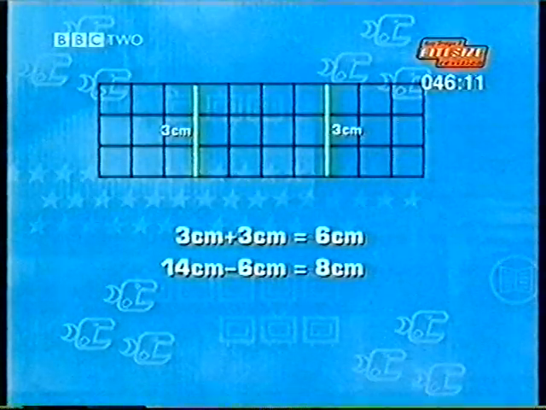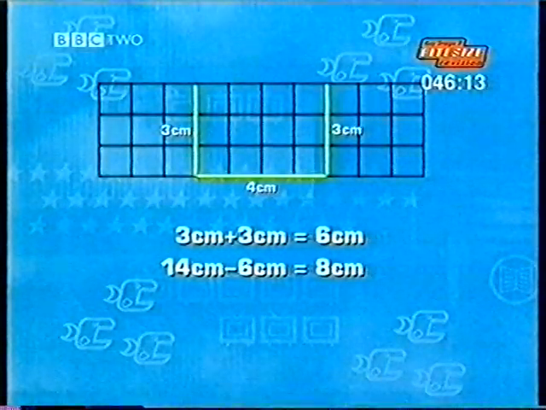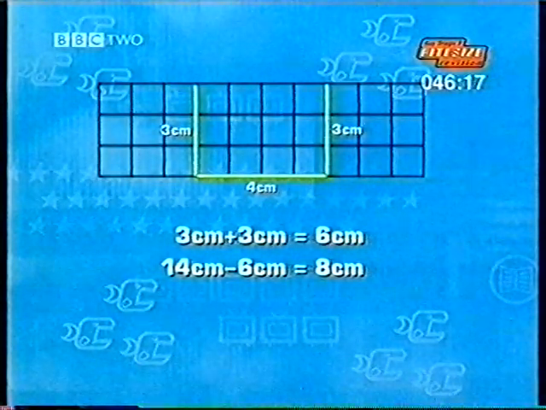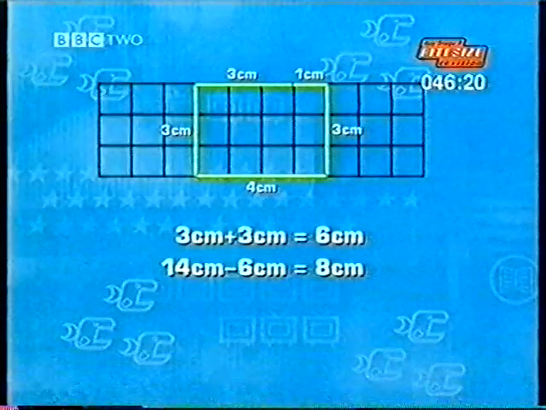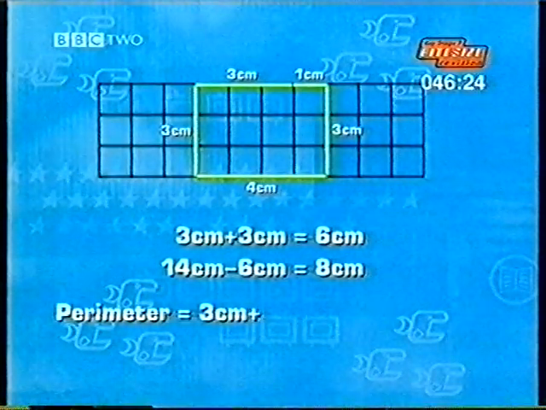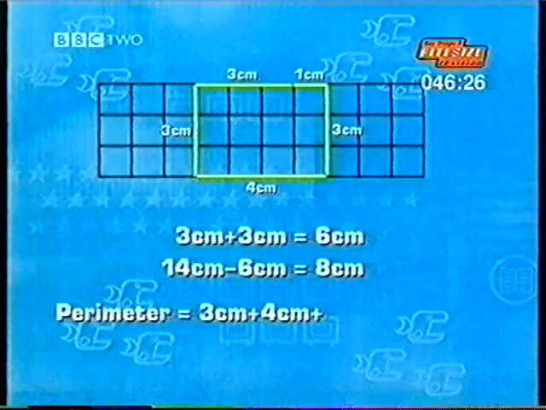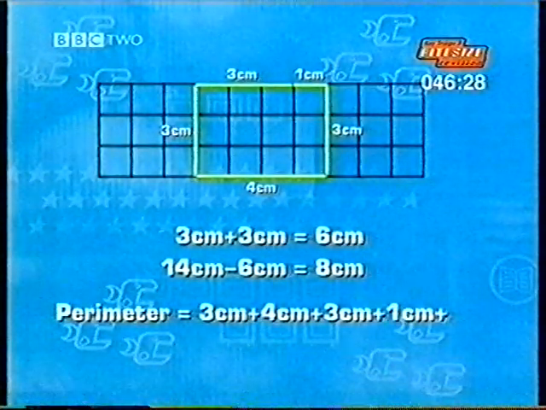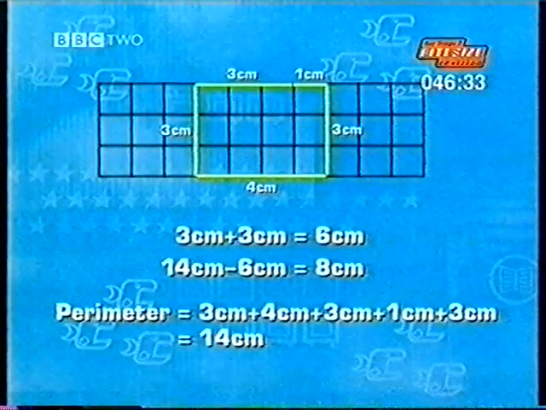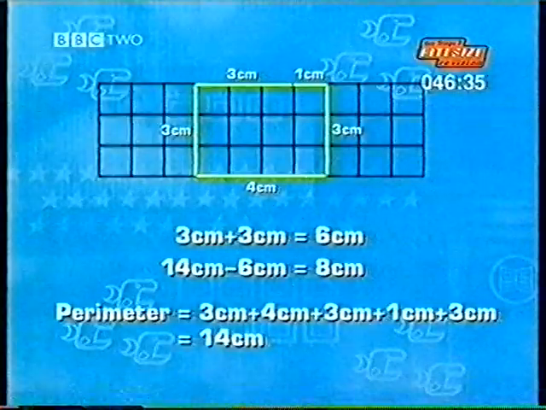So the 4 centimetre length of string could go here, and the final 3 centimetre length with a 1 centimetre length here. Check that works. Perimeter equals 3 centimetres plus 4 centimetres plus 3 centimetres plus 1 centimetre plus 3 centimetres, totalling 14 centimetres. That's another solution.